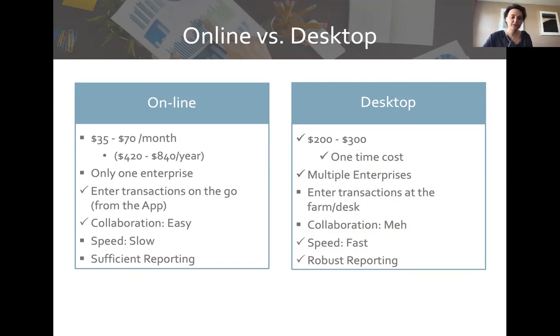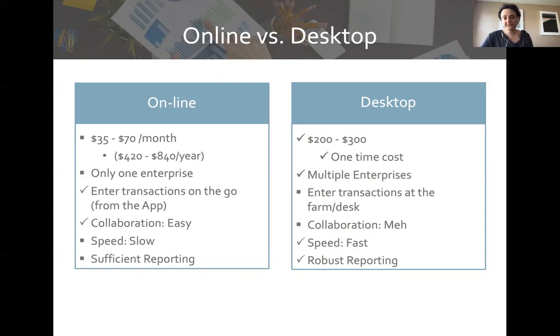So once you buy the software, you download it onto your computer. And unless you buy a new computer, you do not need to upgrade every year. If you have the online version, you can only have one enterprise at a time. And if you have the desktop version, you can have multiple enterprises.